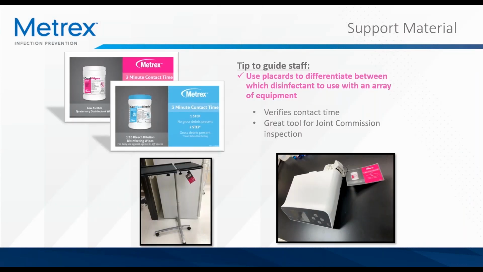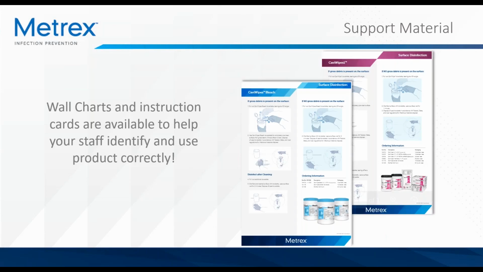Metrex also offers additional support materials for surface disinfection in your facility. First, we have these placards shown here. They can be attached to equipment throughout your facility, showing which disinfectant should be used for each piece of equipment, and also noting the proper contact time for the disinfectant. You can get these visual cue cards by contacting your local Metrex sales rep. In addition to those visual cue cards or instruction cards, we have various wall charts available, again from your Metrex sales rep. You can also go to our website, metrex.com, to see all the material we have available for you and distribute them to your staff.